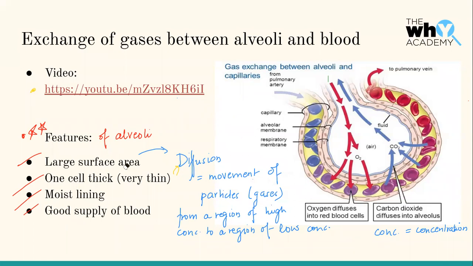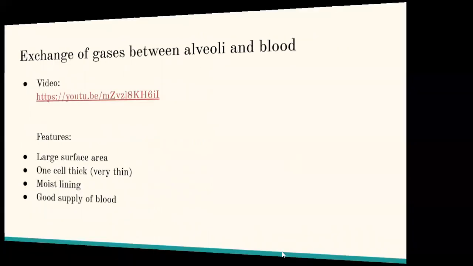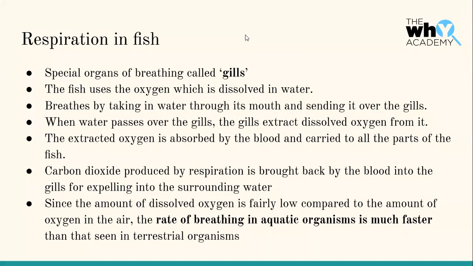Okay, let's go ahead. Right. Now we look at what happens in some other organisms. Here the example is of fish, and of course we'll see what happens in plants, right? Okay. So in fish you have special organs of breathing called gills. You can take the first point down and you can take the last point down. The middle points, if you don't take down also is okay. I mean, not that important. First and last points are very important.